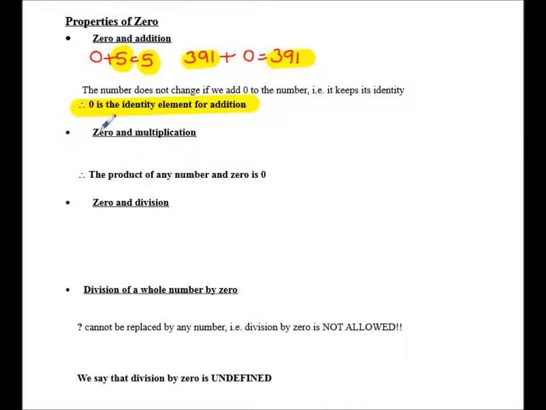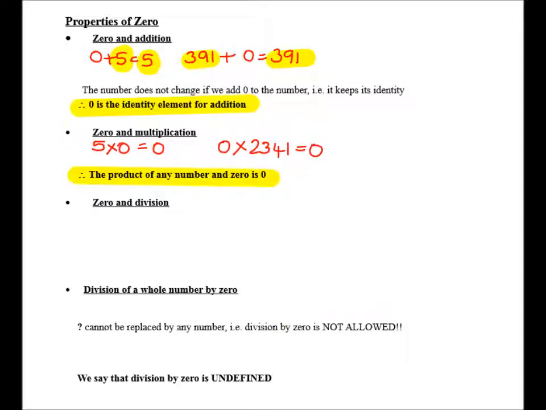What happens when we multiply by 0? Well, 5 multiplied by 0 will give you 0. 0 multiplied by 2,341 will give you 0. So the product of any number and 0 is always 0.